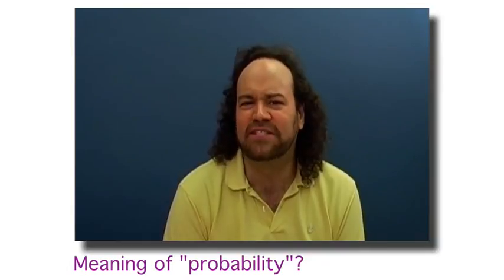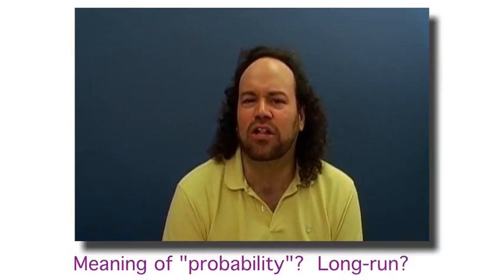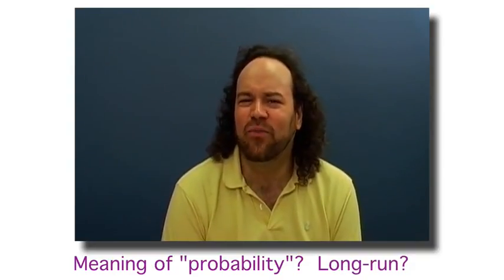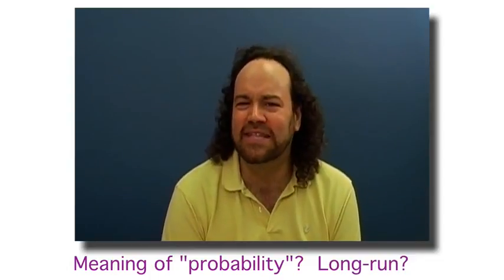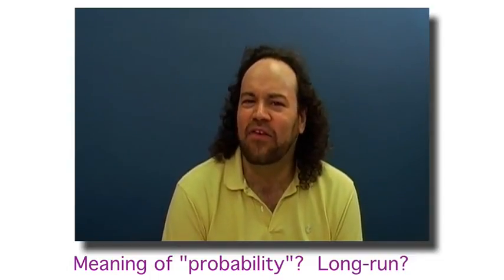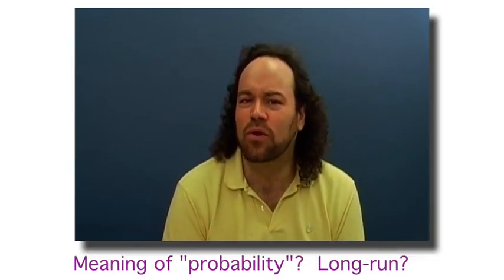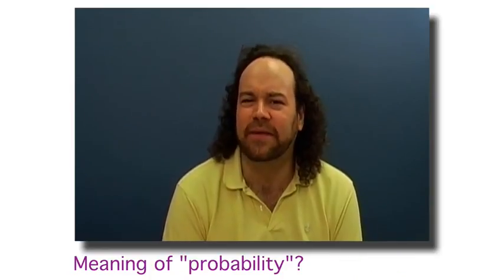There are other possible interpretations that we should at least mention. One of them is the so-called long-run interpretation of probability, which says, well, if we repeated this experiment over and over again lots and lots of times, then the fraction of times that we got heads, tails should be close to a quarter. And that is true, as we'll see. So that's another way to think about probabilities.